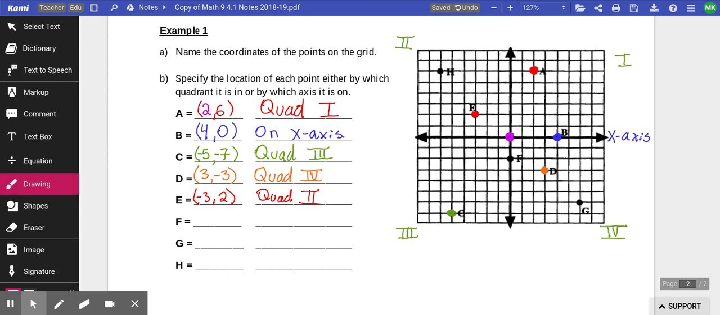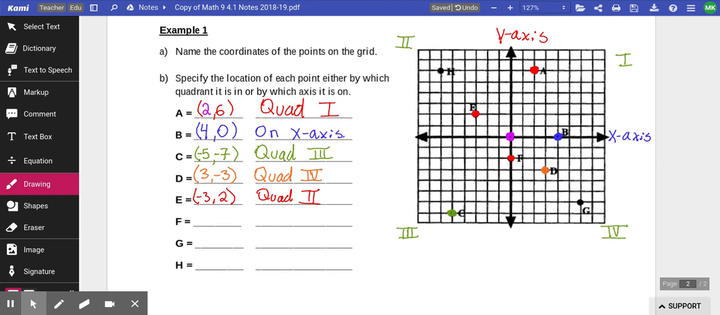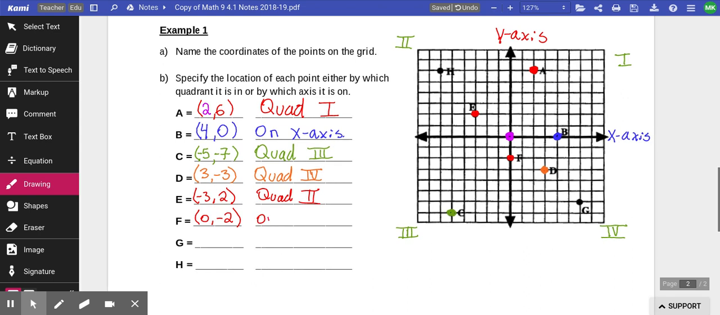F is right here. It's on the y-axis. Right? That's called the y-axis. It went down 2, but it never went left or right. So if it never went left or right, that's 0, negative 2, because it went down. We say it's on the y-axis. It's not actually in one of the quadrants. If you said it's in quadrant 3 and 4, that would make sense too, I guess. But we just described it as being on the axis.